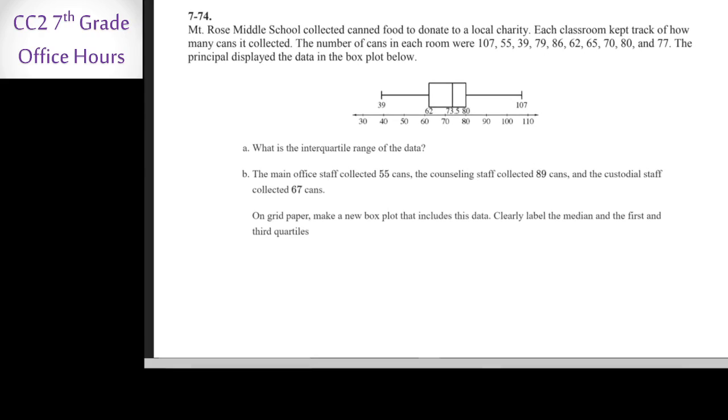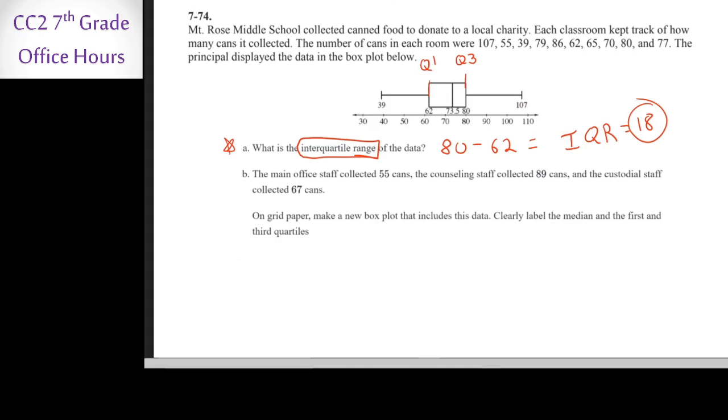So first question is: if everybody's okay with understanding the interquartile range, essentially all that you're doing is taking this, which is the third quartile, and this, which is the first quartile, and all you do is 80 minus 62, and you get that the interquartile range, which has this abbreviation IQR, is just 18. Okay, so that's all you have to do for the first one. So hopefully that's the easier one.